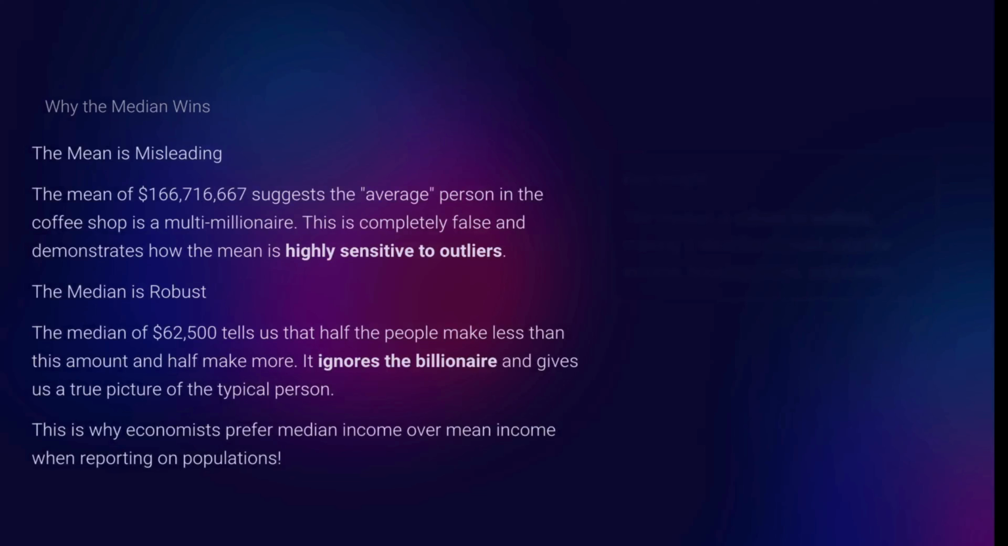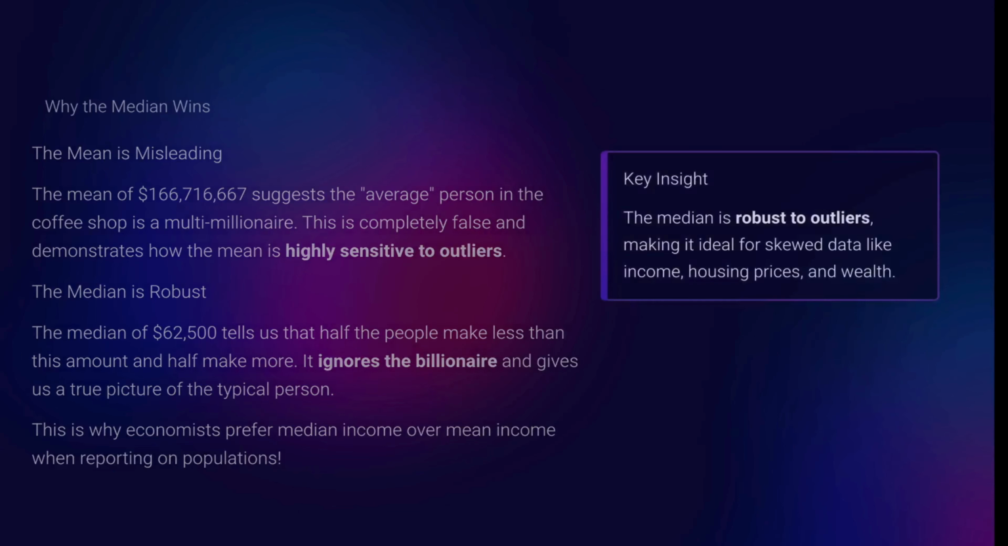Mean is misleading. A mean of such huge numbers suggests that the average person in the coffee shop is a multi-millionaire. This is completely false and demonstrates how the mean is highly sensitive to outliers. The median is robust. Median of 62,500 tells us that half the people make less than this amount and half make more. It ignores the billionaire and gives a true picture of a typical person. This is why economists prefer median income over mean income when reporting on populations.